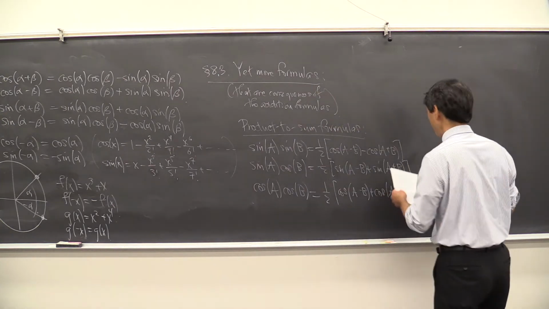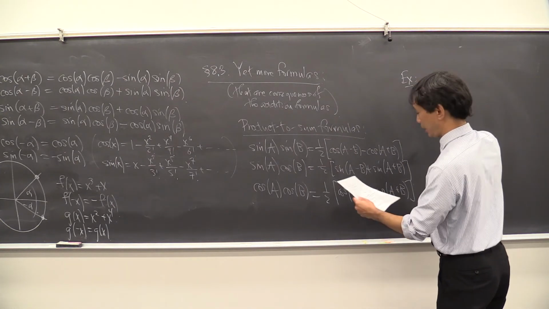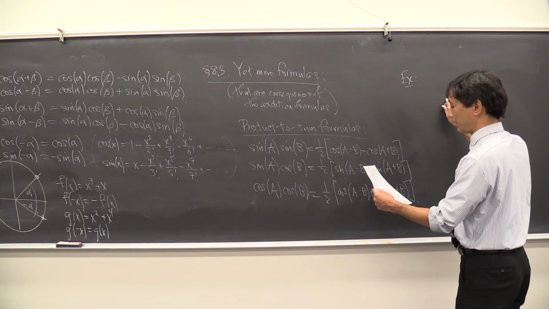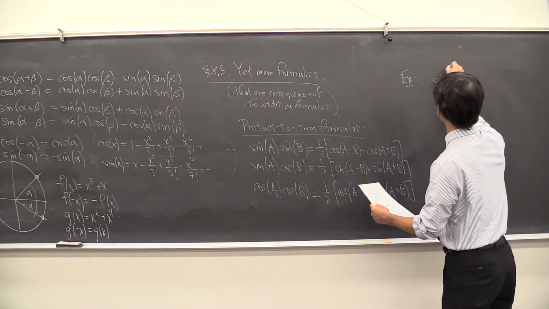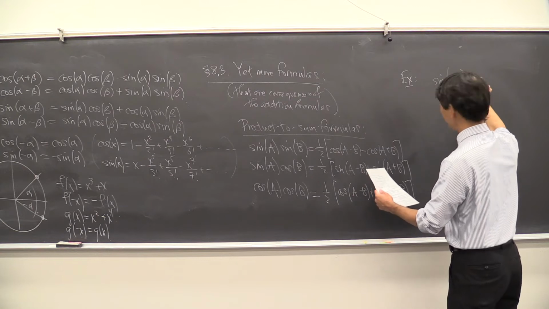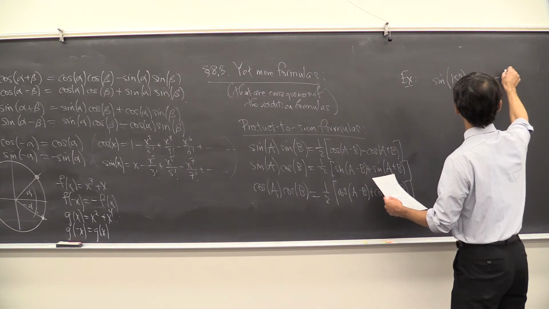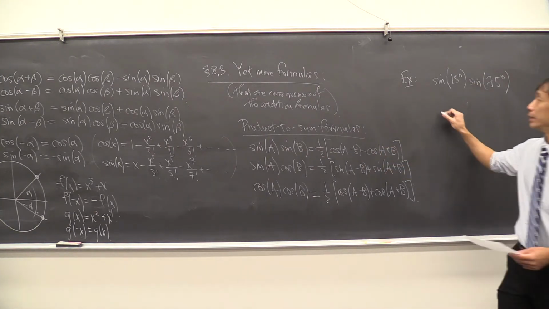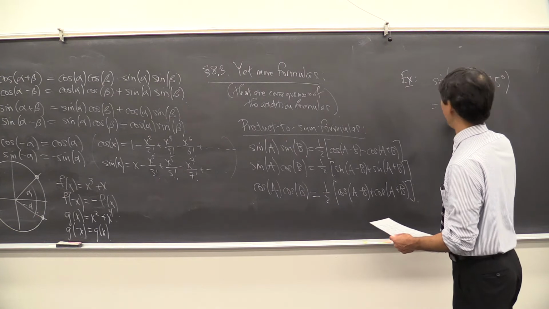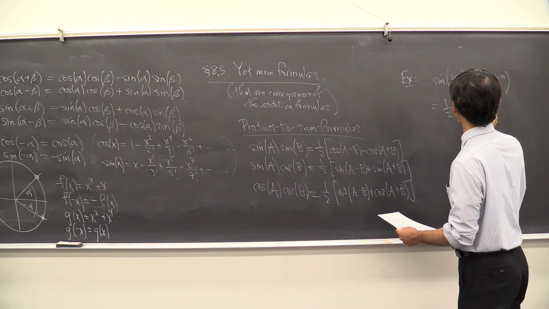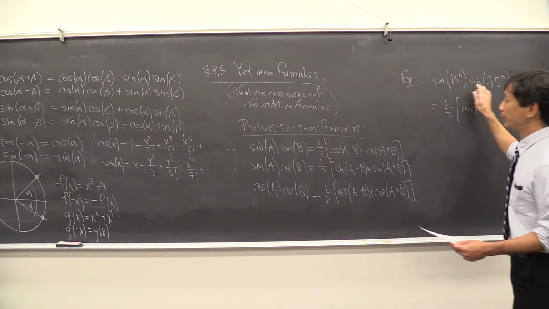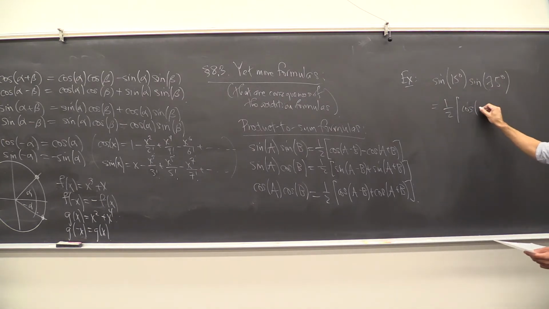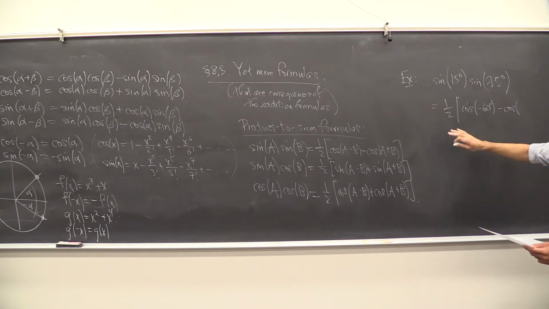Let me give you a couple of examples. If we look at, for example, the sine of 15 degrees times the sine of 75 degrees, that's a product of sines, so we can use the first formula on it. It's going to be 1/2 times the cosine of A minus B, that's negative 60 degrees, minus the cosine of A plus B. Well, that's 90 degrees.